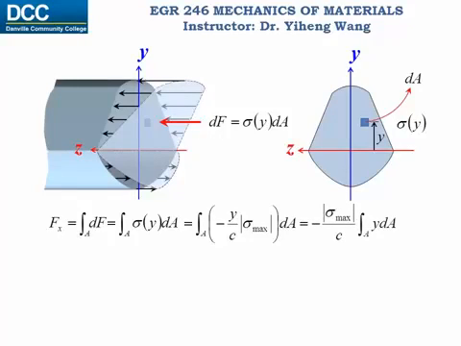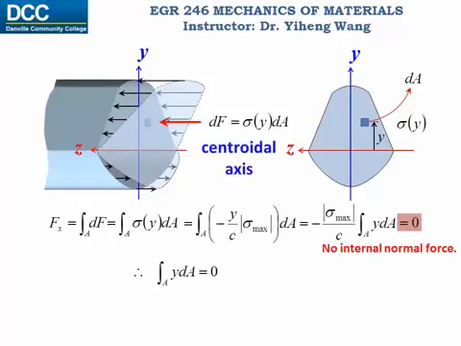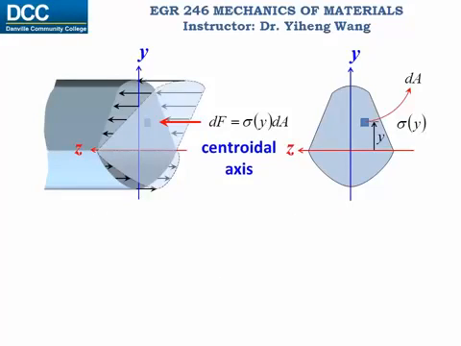And don't forget, the resultant force along the x direction must be 0 for equilibrium. And since sigma max and c are both non-zero, this integration term must equal 0. And based on our knowledge of the centroid of an area, this proves that the z-axis must be the centroidal axis of this cross-section. Now, this force element dF also creates a moment about this z-axis.